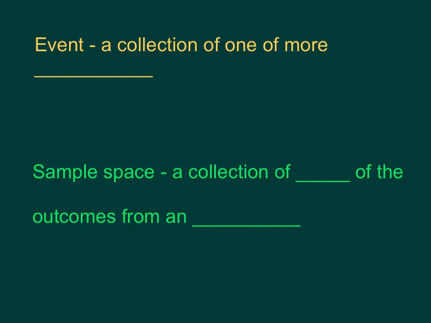Just a few more keywords. An event is a collection of one or more outcomes. And then lastly, a sample space. A sample space is a collection of all of the outcomes from an experiment.